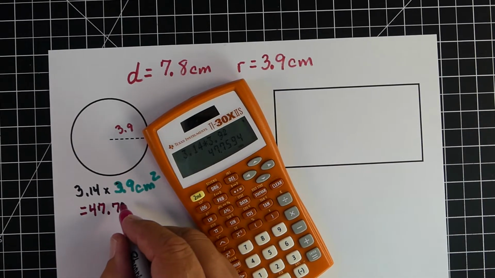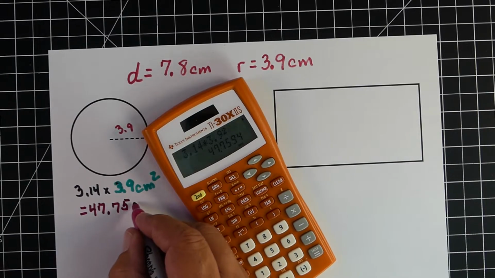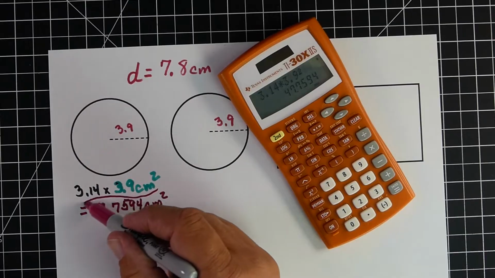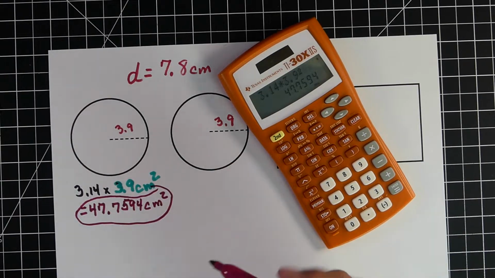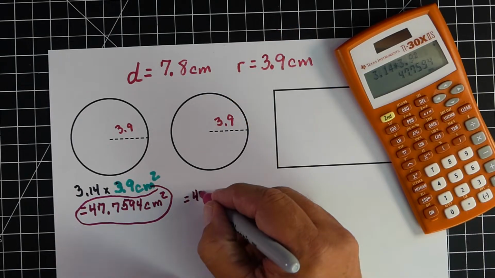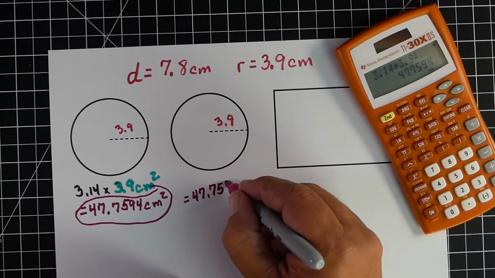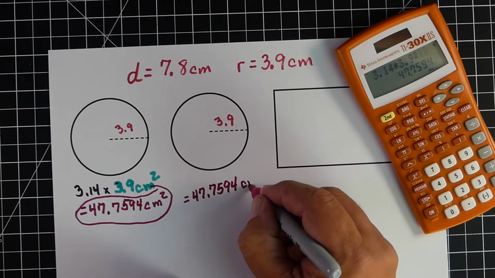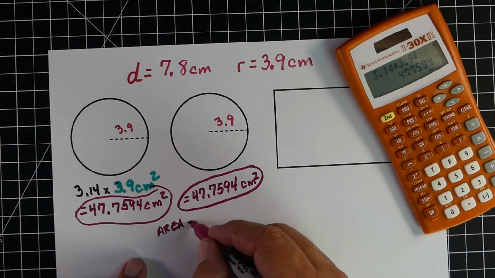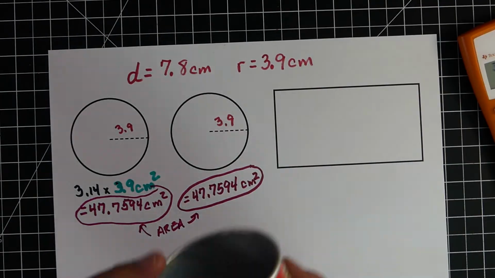So in this case, it's 47.7594, and that would be centimeters squared. Well, when we go to our next part, when we have to find the area of the next circle, it's the same thing. So we can just write down, we don't have to rework the whole thing. We can just write the same area that we had for the first one, and that would be for the second one. So those are the areas for both the circles.